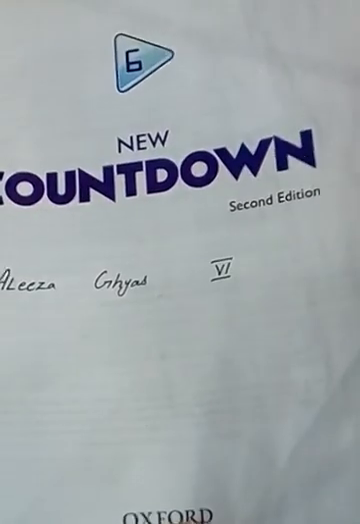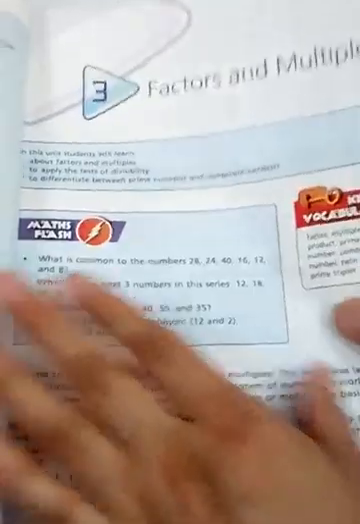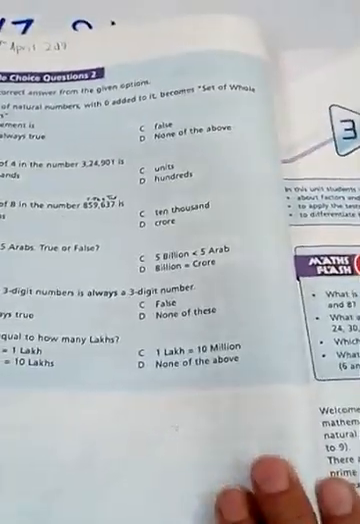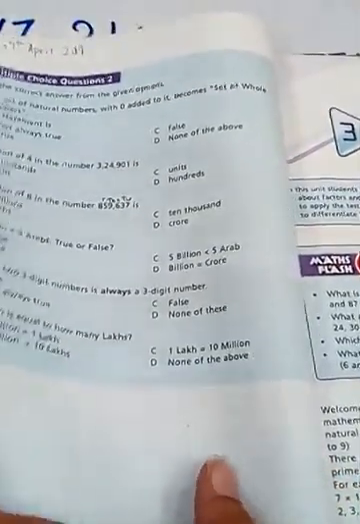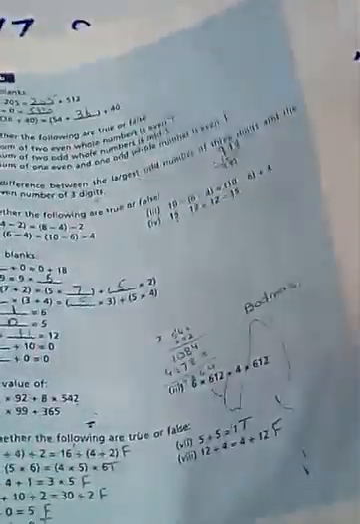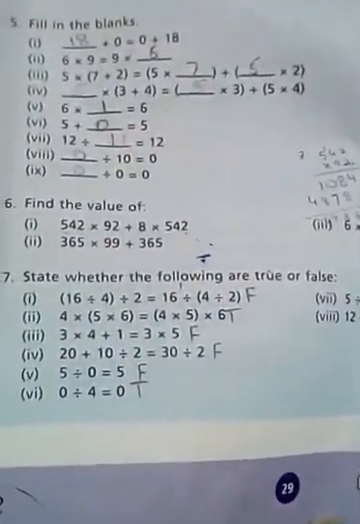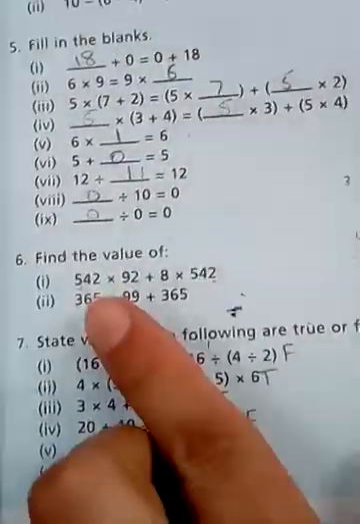Now move on to today's lecture. It is from chapter number 3, factors and multiples. But before telling you about the next chapter, I have to explain something regarding question number 6, on page number 29 from chapter number 2. You have to find the value of that.